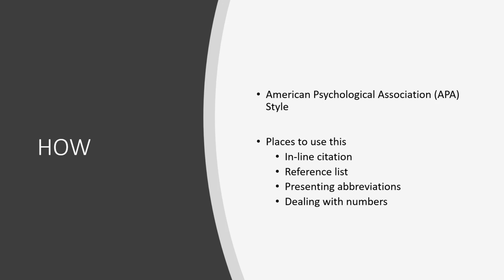So that covers the introduction to APA referencing. Basically, we need it to validate our academic work. There are rules that have to be obeyed to make sure that everyone is playing the same game in the same way, and we can follow what you're telling us in your work.